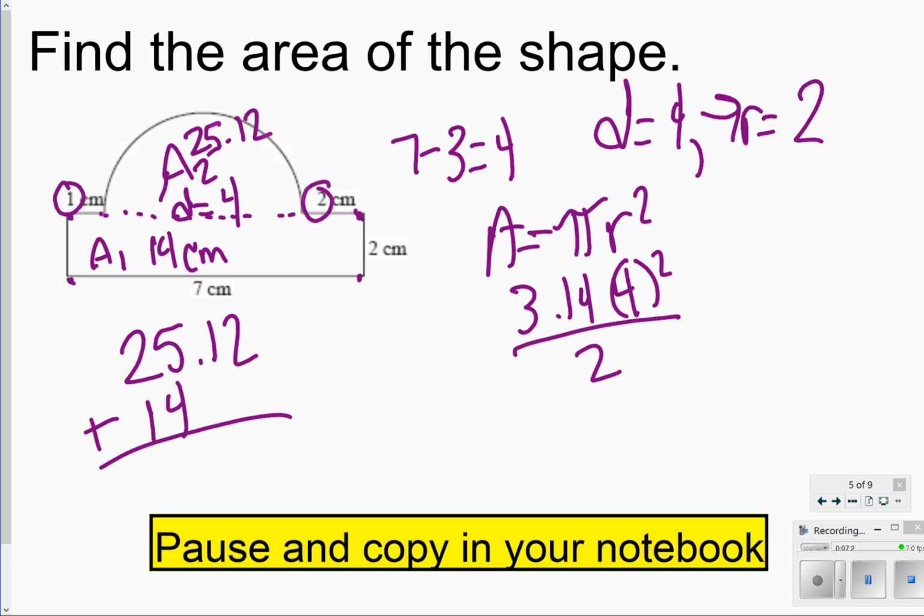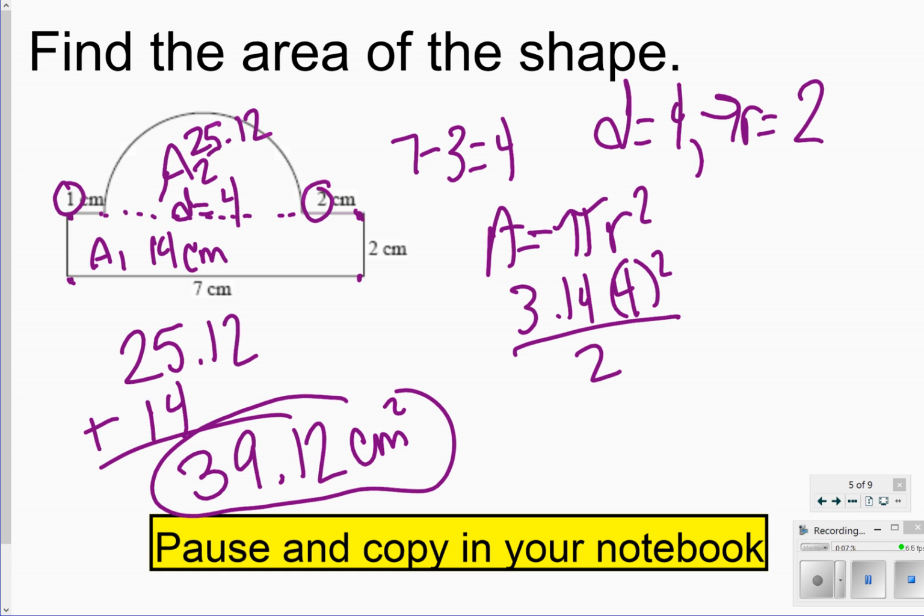If we add the area up here plus the 14 that we already had from below, we're going to get our final total area, and this is centimeters squared. Very good. All right, next one.